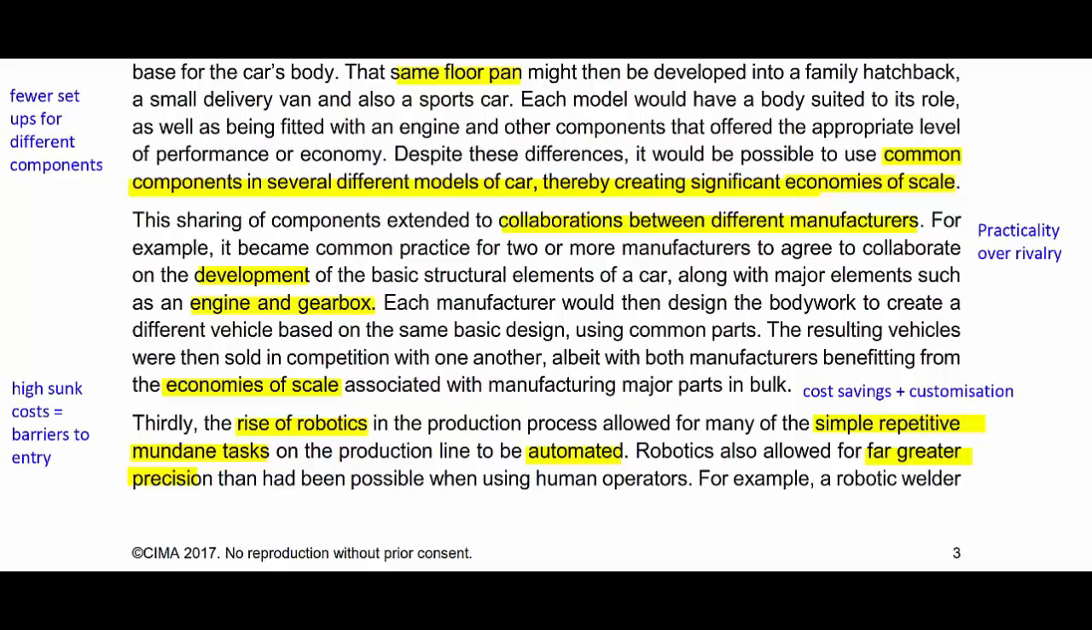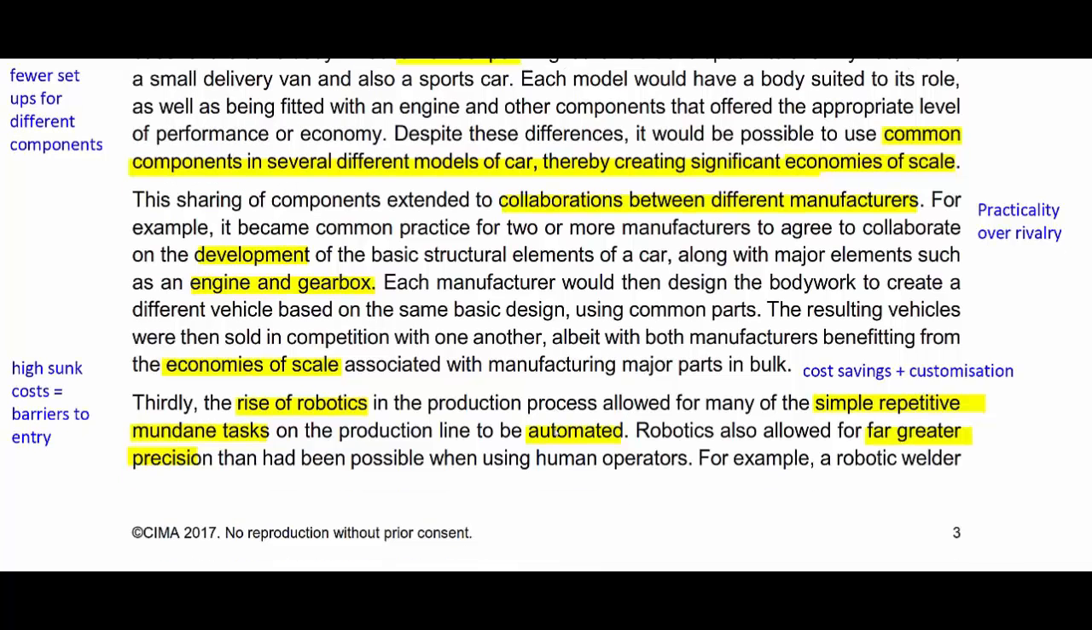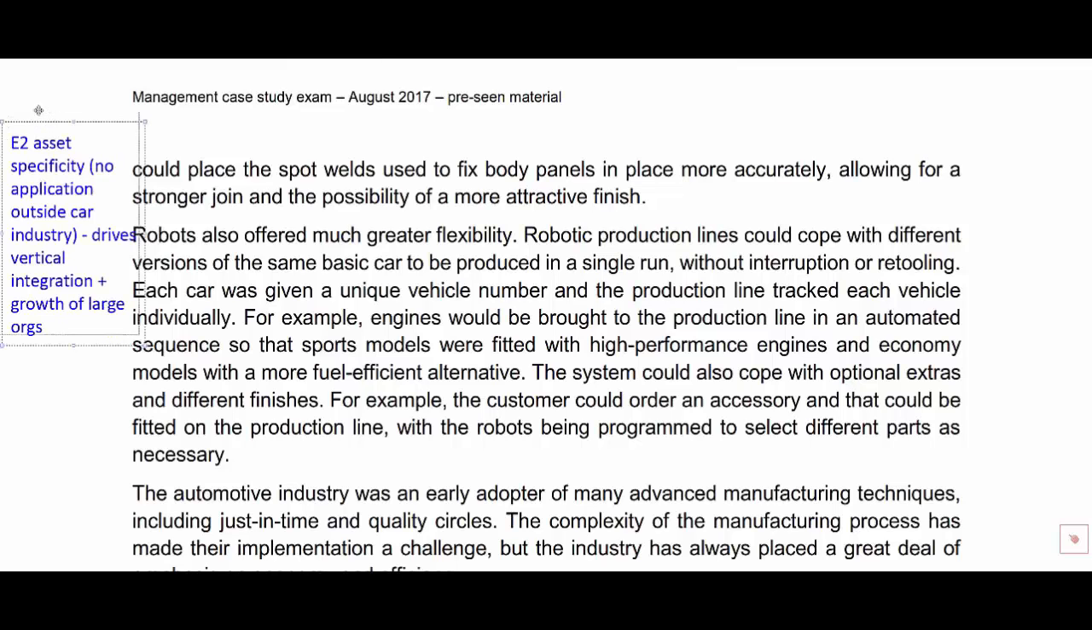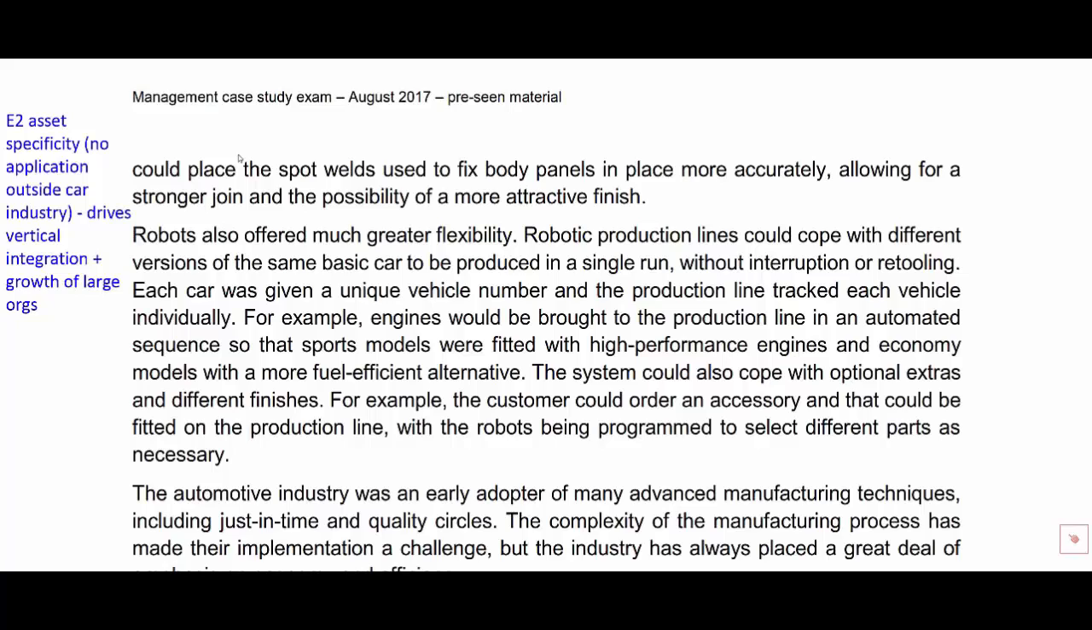Another point then about robotics and the need to invest in these robots. You think of your E2 studies, and you're talking there about asset specificity. And you'll recall that this refers to assets that can't really be applied outside the particular industry. So these assets are useful only to the auto industry. What happens if a company folds?